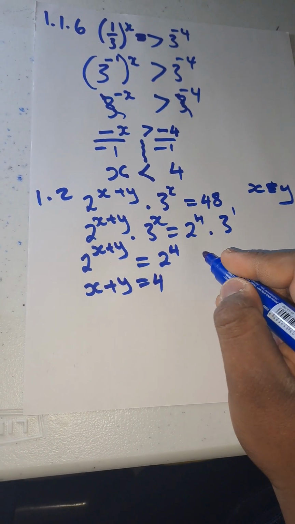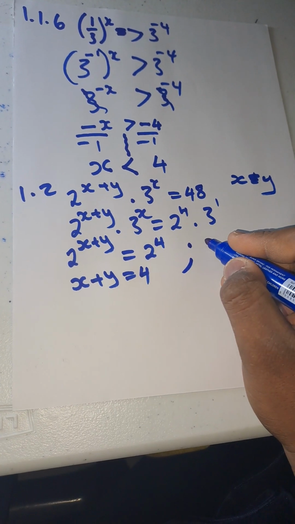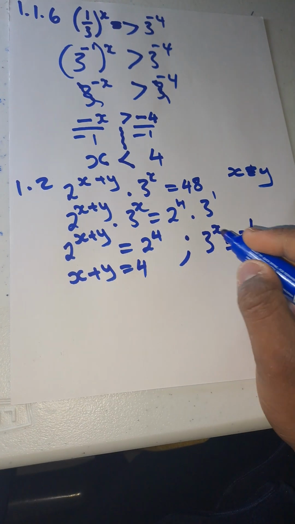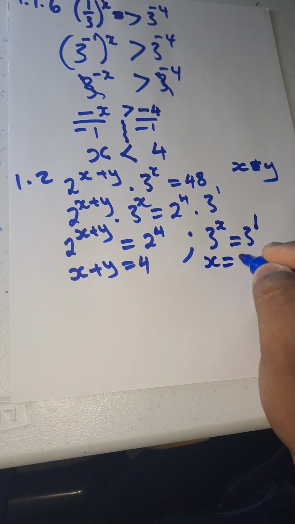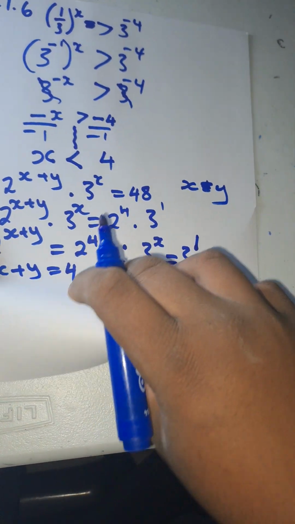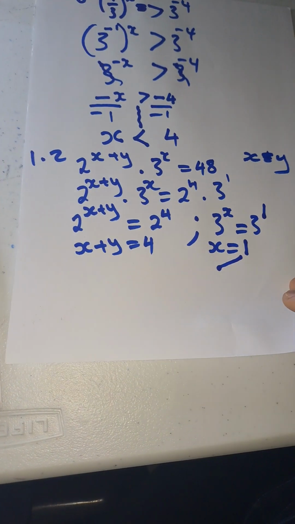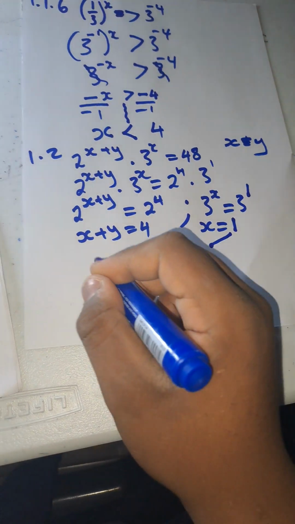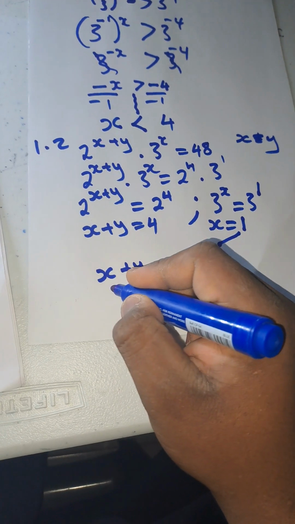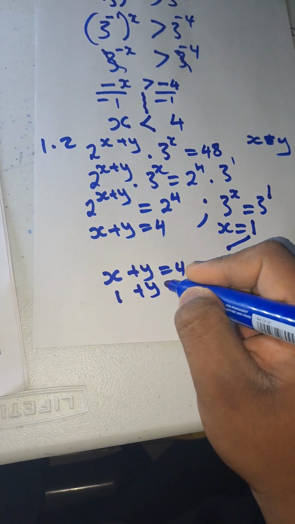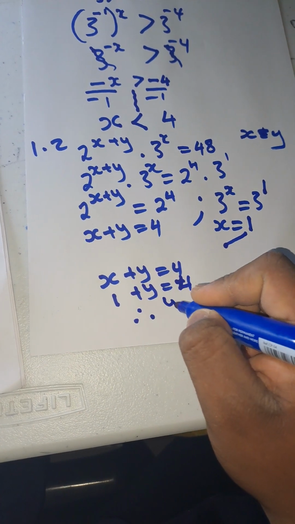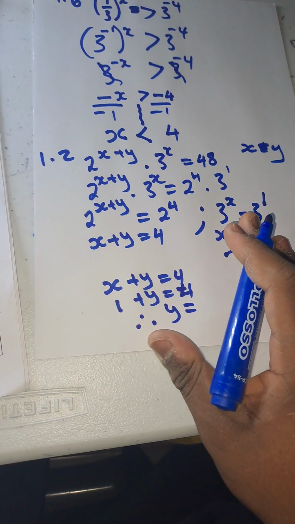Now, let's go to that side. I'll have 3 to the power of x is equal to 3 to the power of 1. But when I have same bases, I know that x will be equal to 1. Then where there is x, I put 1. So I'll have x plus y is equal to 4, so 1 plus y is equal to 4. Therefore, my y is equal to 3.